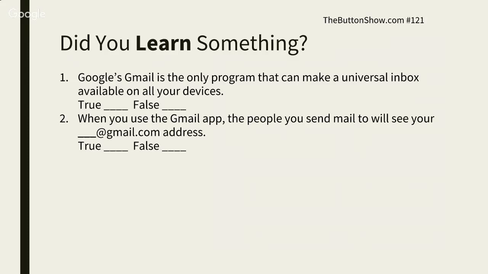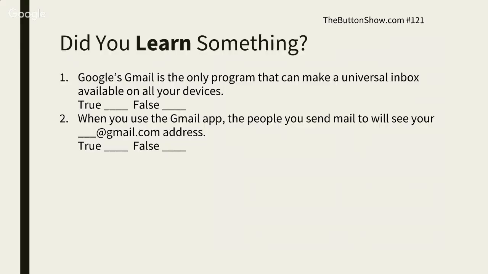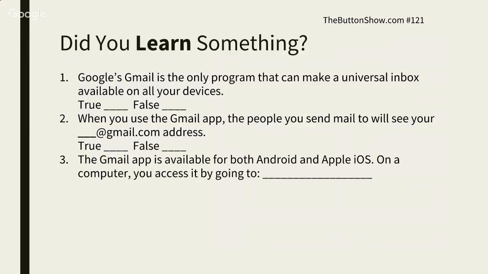When you use the Gmail app, the people you send mail to will see your something@gmail.com address. True or false? Yes, no, or maybe. Yes, it depends on what you've set, but you don't have to. You can reply to the address they sent to and choose it as you go. All right. The Gmail app is available for both Android and Apple iOS. On a computer, you access it where?